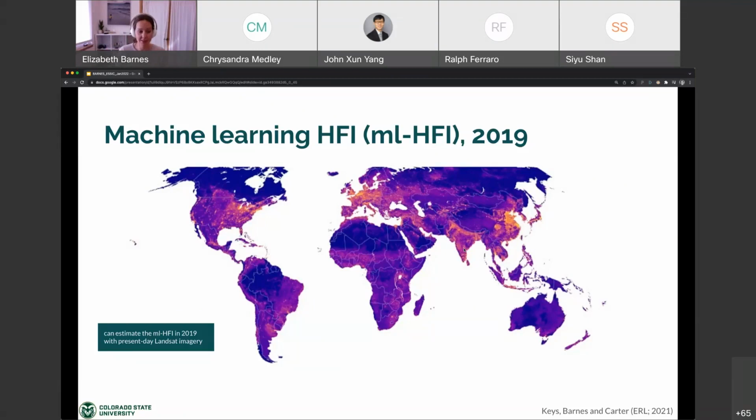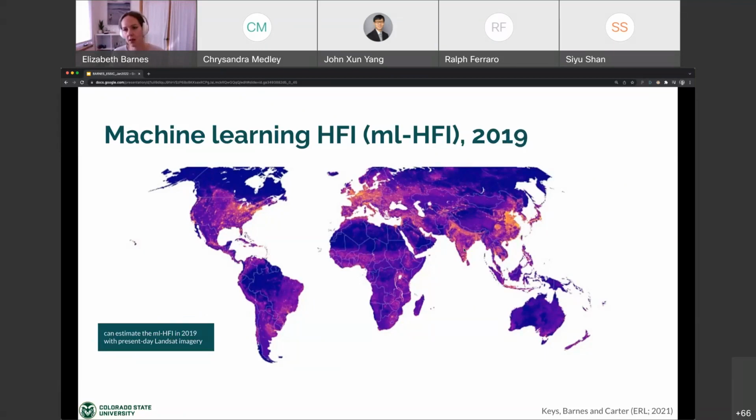So in this case, this is the MLHFI's estimate of the human footprint index in 2019. And if I go back and forth a little bit, you can start to see the colors change as humans continue to expand into new regions of the globe. If you're interested in this data, by the way, both the data that went into making these beautiful maps, it's all on GitHub and freely available.